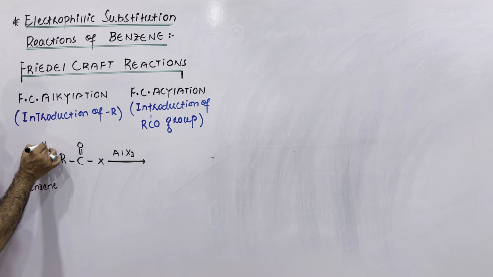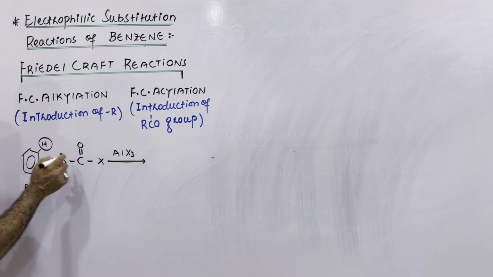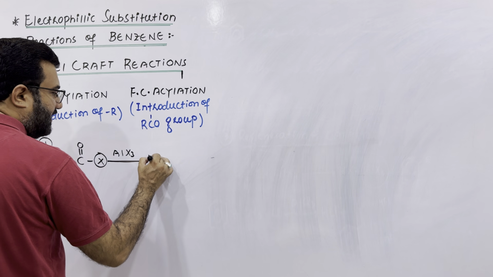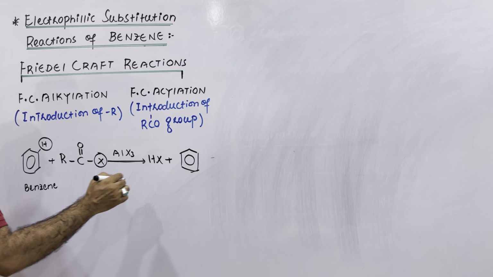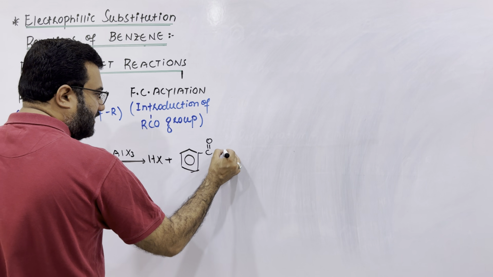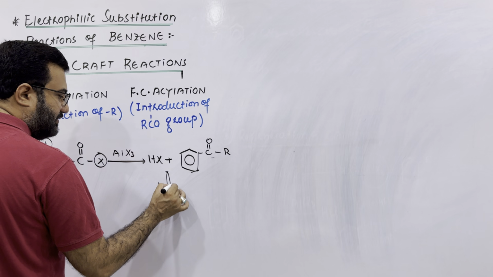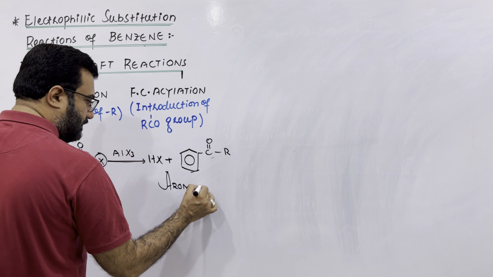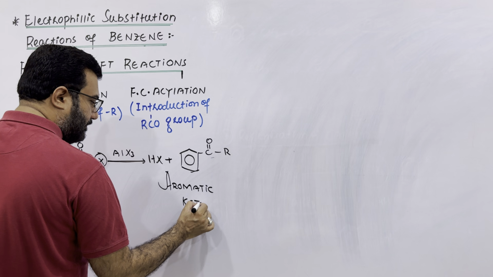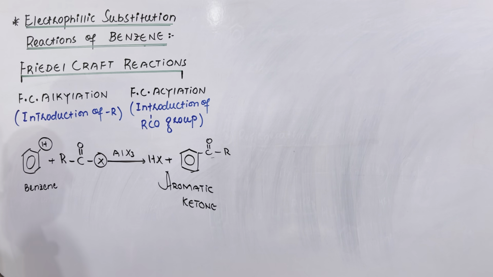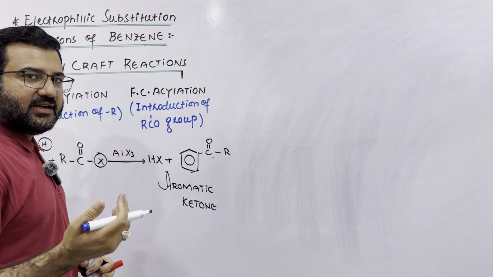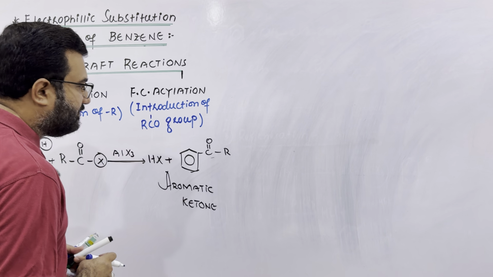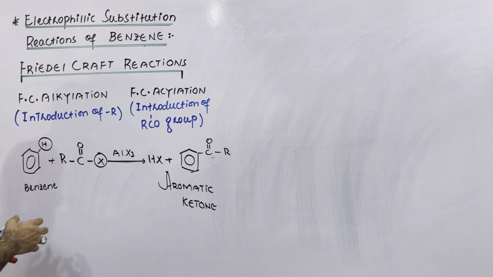Again, my dear students, the hydrogen present at any one corner of the benzene will join with X, and you will get HX, and then this acyl group gets attached to the benzene, and you will get an aromatic ketone. This aromatic ketone, if required, can be reduced by using the Clemmensen reduction, and it can also be changed to some alkyl benzene. Now, this was the general reaction.